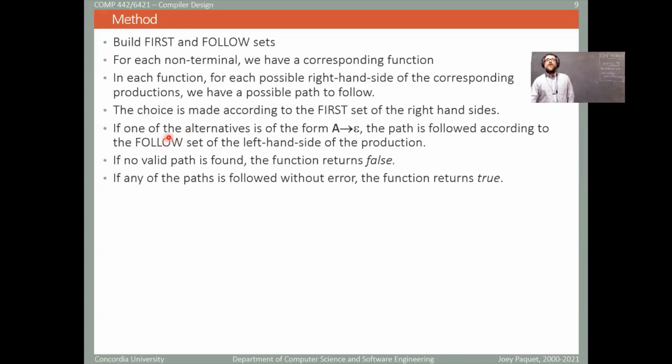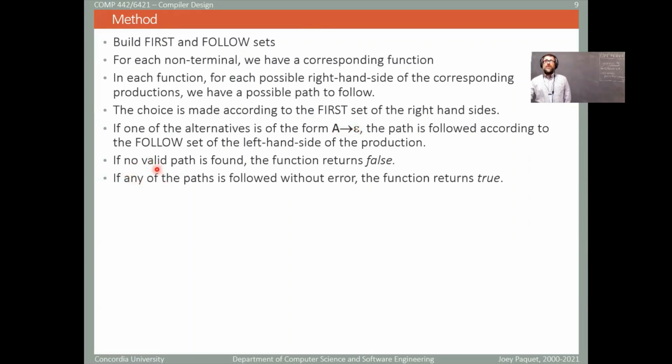And if one of your alternatives, one of your right-hand sides for this non-terminal's definition, is epsilon, then you will have another path, but you would choose to go in this path only if the next token in input is actually in the follow set of the non-terminal that you're currently parsing. The idea, of course, is that if this non-terminal is not there, then the next token should be what can follow this non-terminal. And if it's not, you should not go in this branch.